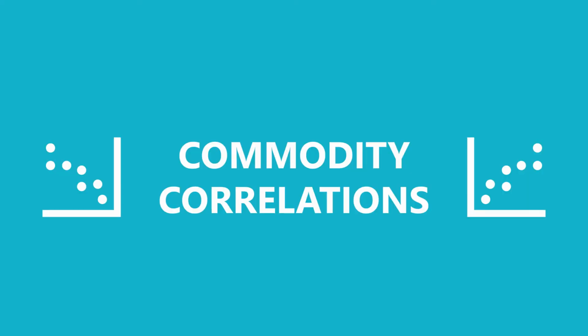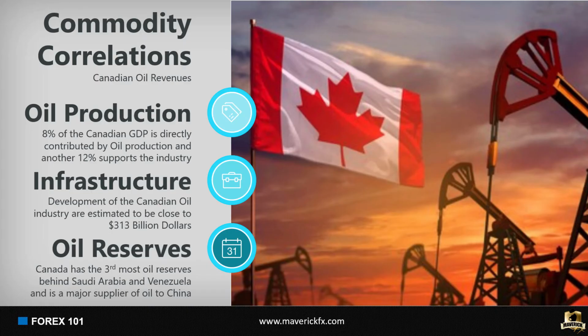Let's move next into commodity correlations. We're going to start off with Canada. All right, so Canada, they are a resource-rich economy. And what I mean by that is that a large percentage of their economy is based on their resources. All right, so if that's the case, then the price of resources is very, very important to the country.